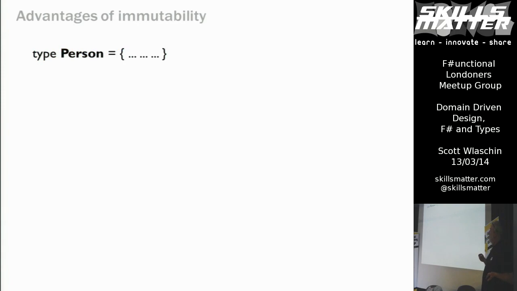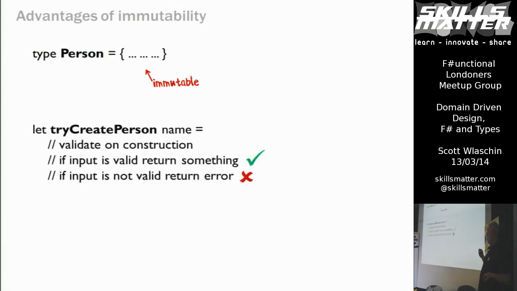So, one of the nice things about the F# type, again, is that it's immutable. So here we have our immutable person. And one of the really nice things about immutability, along with many other things, is that let's say you have some sort of constructor that you pass in a name and you create a person. If the name is valid, you're going to create something, and if the name is not valid, you're going to return an error or you're going to return a none option.